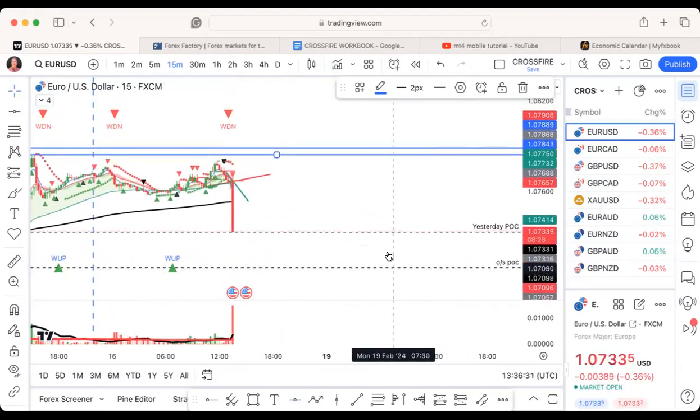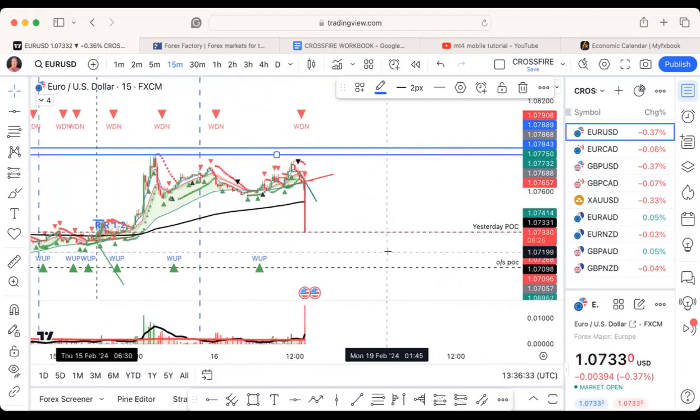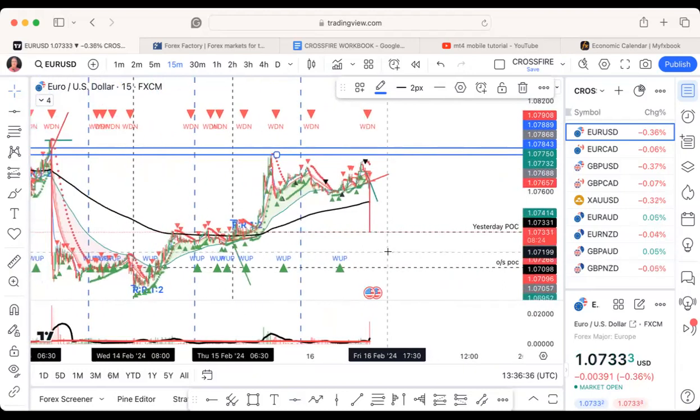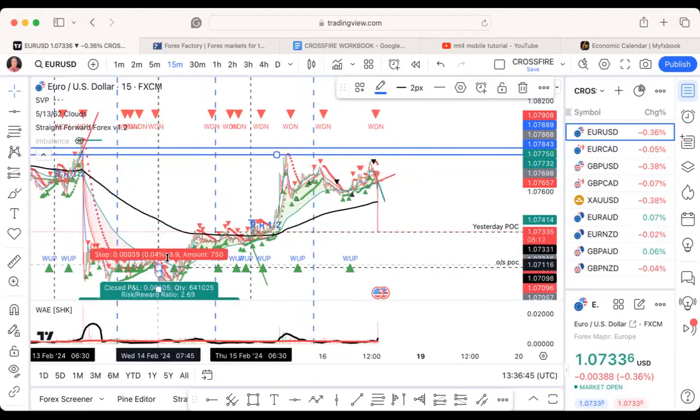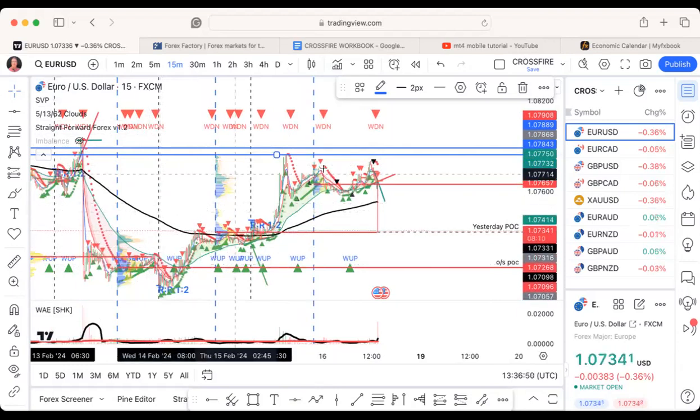There is an outstanding POC from way back, I believe. If I put on the S3P, it'll give us a red line. It looks like it's coming from here somewhere. There we go. So that's today's POC. That's yesterday's POC, which has just been taken out. There's another outstanding POC from Wednesday.